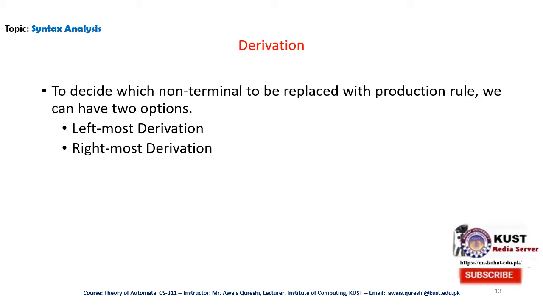To decide which non-terminal is to be replaced with production rules, we can have two options. In order to accomplish this condition, which says which non-terminal to be replaced with a production rule, we further have two options. The first option is called the leftmost derivation, and the second option is called the rightmost derivation. So let's dig in and see what the leftmost derivation option and the rightmost derivation are.